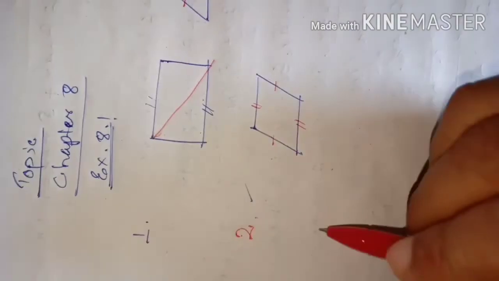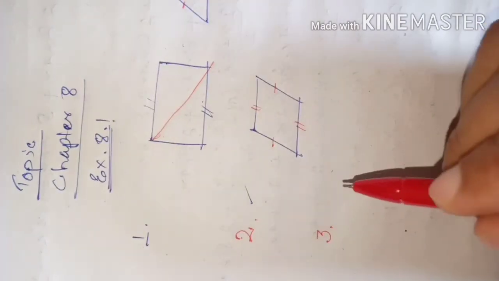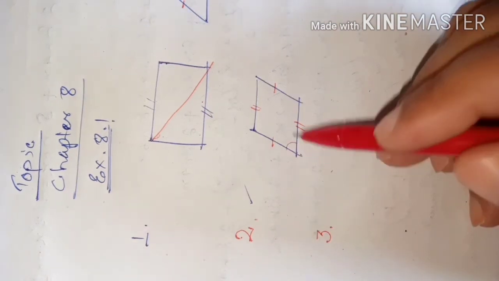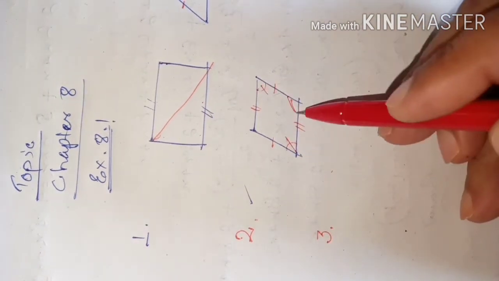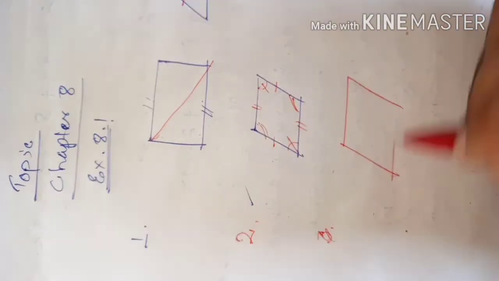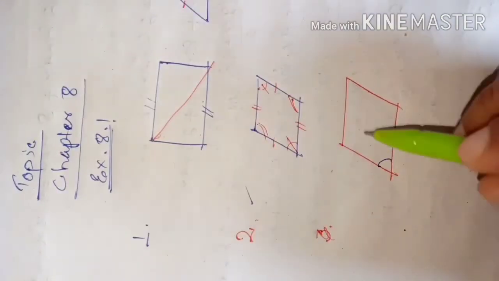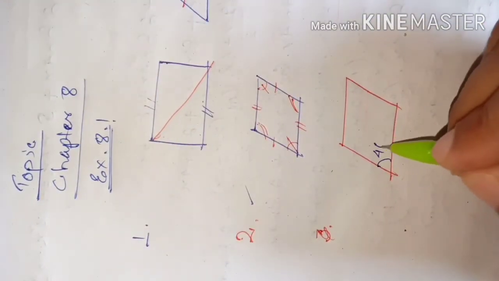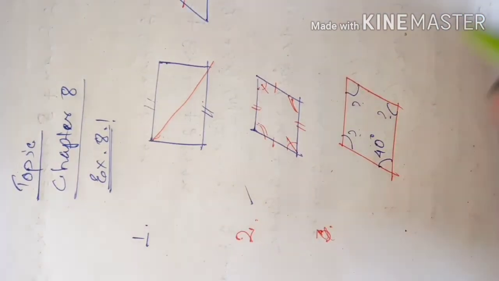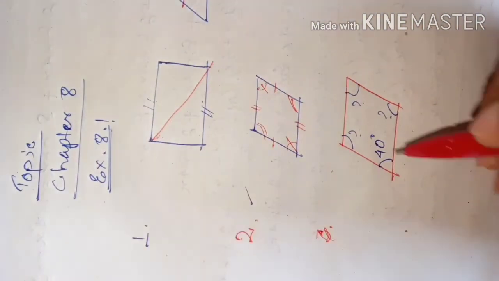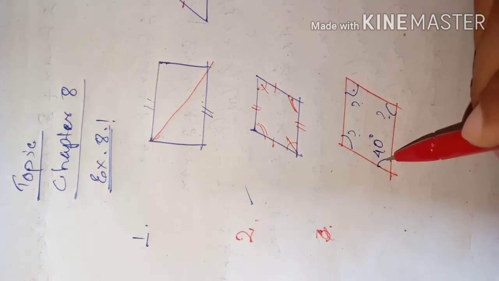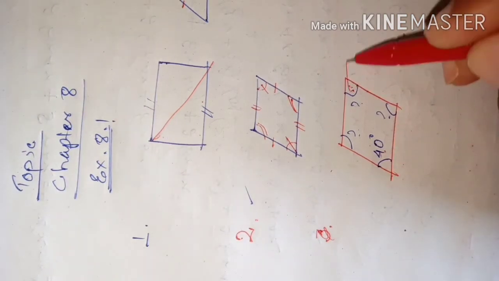I am just reminding you of the theorems that you have gone through. In the next theorem, in a parallelogram opposite angles are equal. Suppose you are given a question: find the angles of this parallelogram, where one angle is given as 40 degrees. Then the opposite angle will also be 40 degrees by the previous theorem, because in a parallelogram opposite angles are equal.